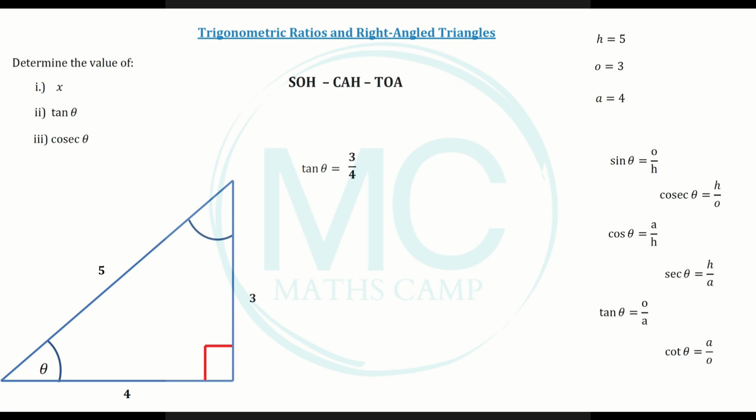Now let's look at cosec theta. Cosec theta is equal to the hypotenuse over the opposite side. In this case, h is equal to 5. So we say cosec theta is equal to 5 over the opposite side, which is 3. And we have now completed this question.